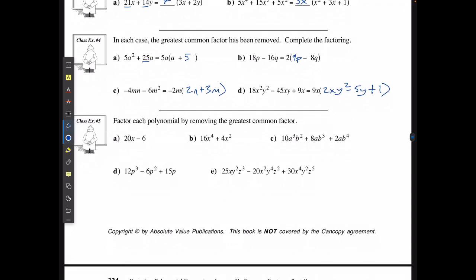All right. For example 5, we need to both figure out what the common factor is and divide it out. Well, if I have 20x minus 6, the only number I can divide 20 and 6 by is 2. If I divide 2 from both of these terms, 20x divided by 2 is 10x, and negative 6 divided by 2 is negative 3.